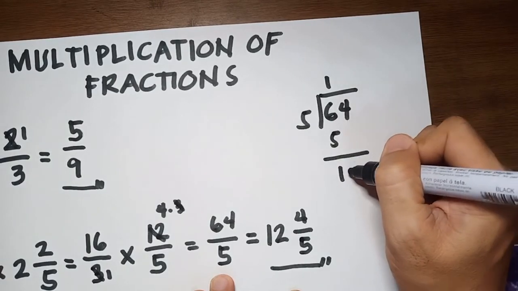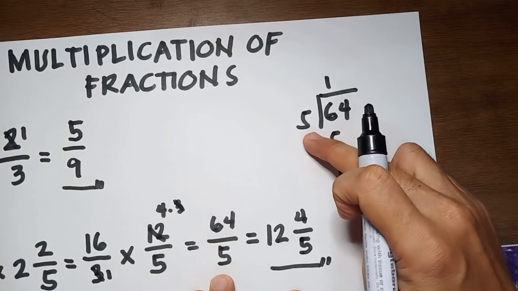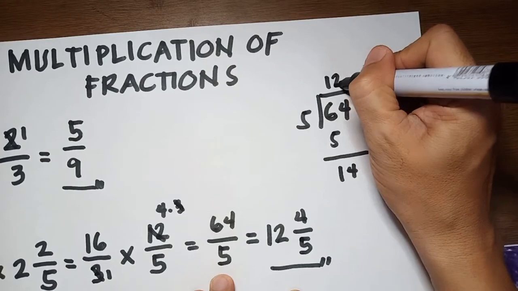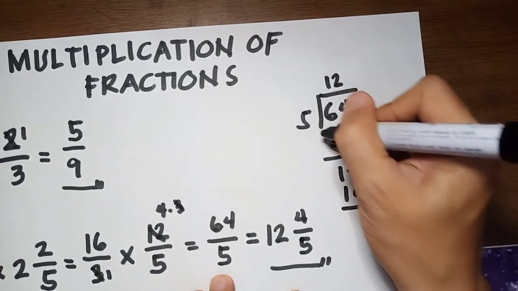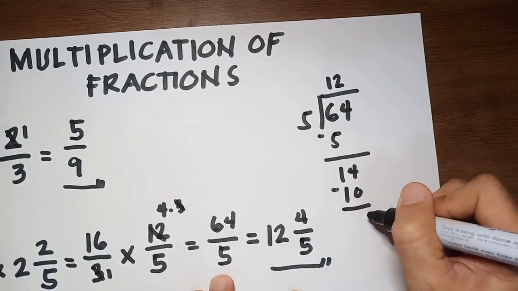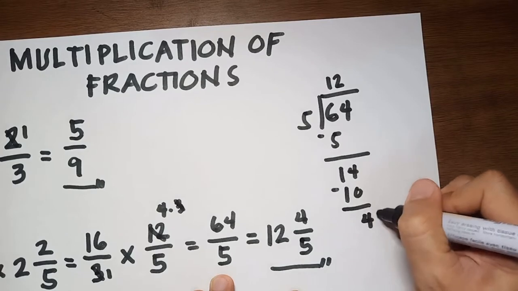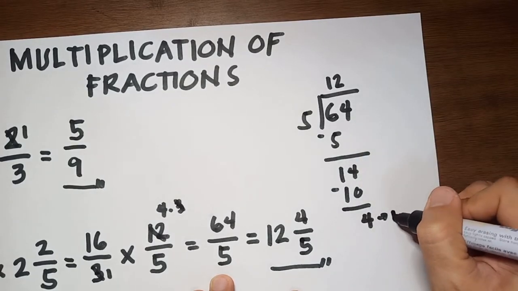Then bring down 4. Then afterwards 14 divided by 5 is 2. Then 2 times 5 is 10. Then again subtract, 14 minus 10 is 4. Since we cannot divide 4 by 5 anymore, 4 is our remainder.